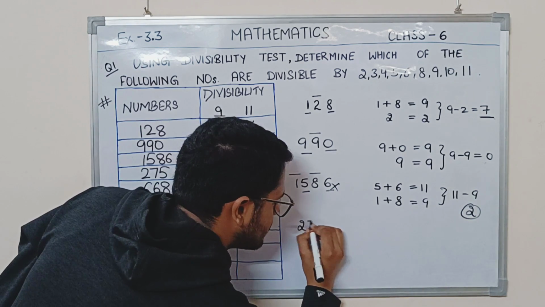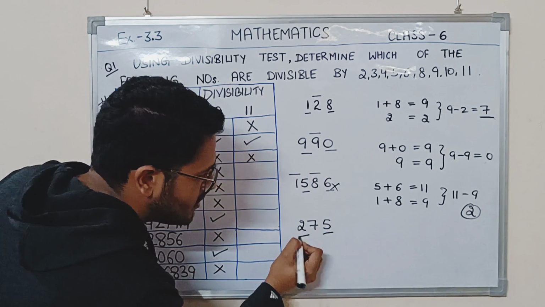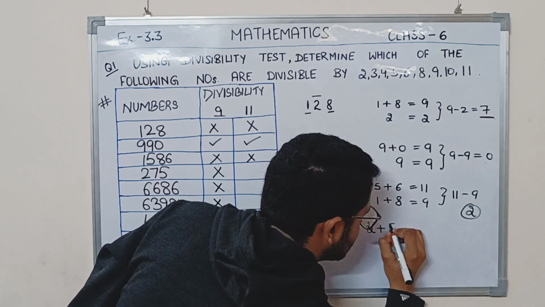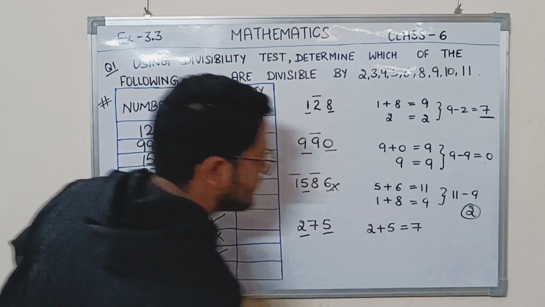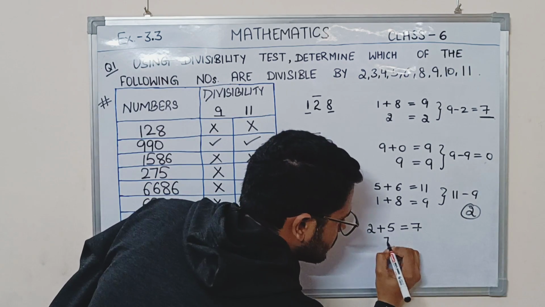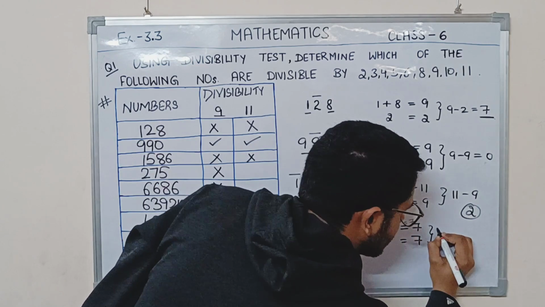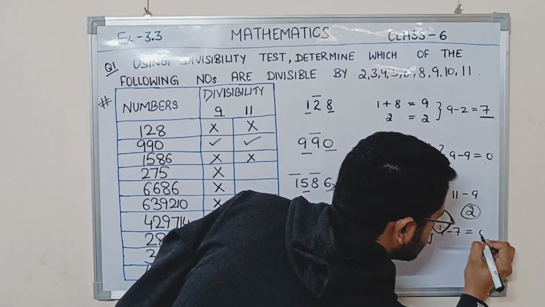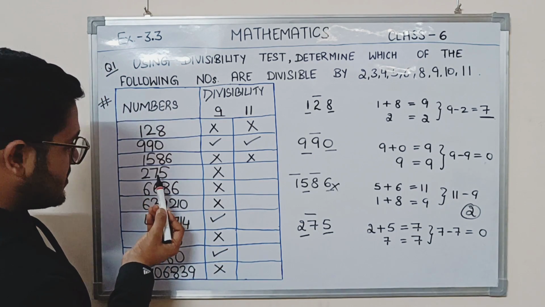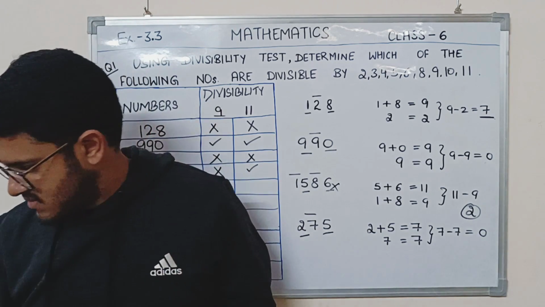275. The number is 275. Again, let's add all the digits at odd places. It will be 2 plus 5. It will be 7. Now add all the remaining digits. Remaining is only 7. So the remaining is 7 only. Okay. Now subtract these. When we subtract these, we get 7 minus 7 equals to 0. So the final number that we got is 0. Therefore, this 275 is divisible by 11. Okay. Now let me erase this.